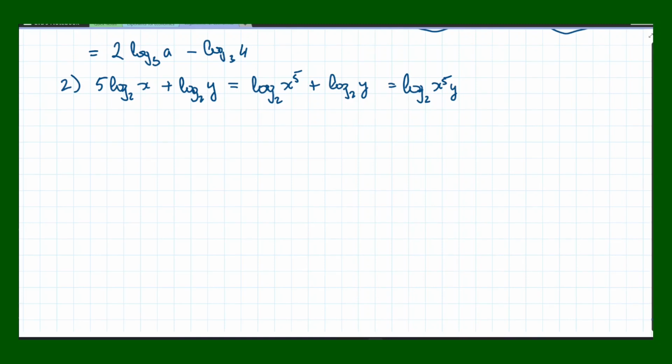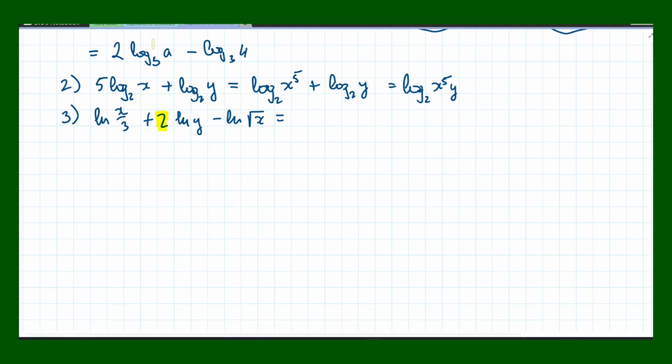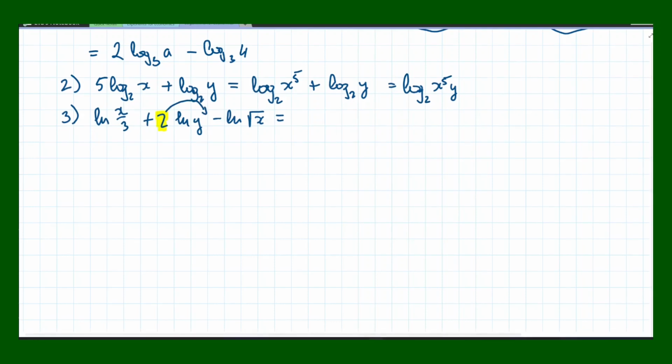Okay, move on to the next example, and it wouldn't be an economics video if we didn't use a natural logarithm question. So let's look at what we can do with ln x over 3 plus 2 ln y minus ln root x. So what I've noticed is that there are same log bases, because the log is ln in each of them, so it's the e-based logarithm, but this 2 is in my way. I cannot apply the addition and the subtraction rules because there is a 2 in here. So what I need to do first, I need to bring that 2 up into the exponent.